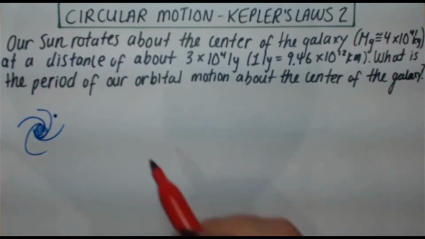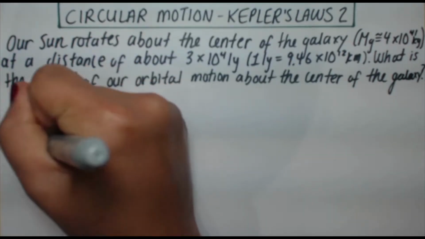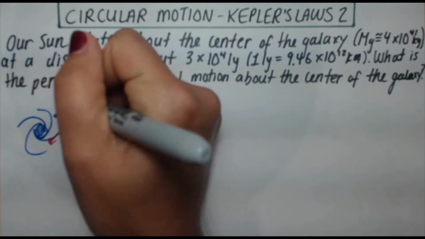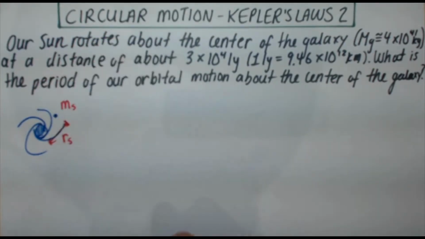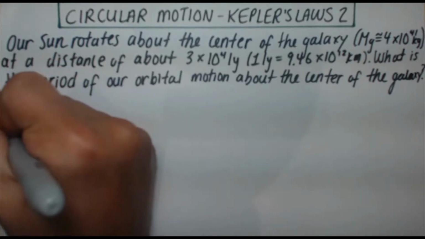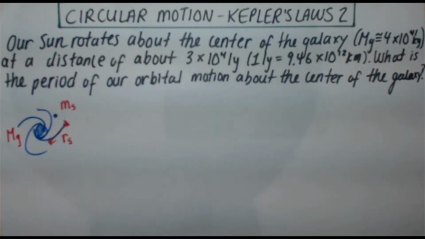Now the distance between the sun and the center of that galaxy, we'll call it R subscript S. The mass of the sun, let's call it M subscript S, and the mass of the galaxy has been given to us as capital M subscript G. Okay, so here are some of the quantities we know.